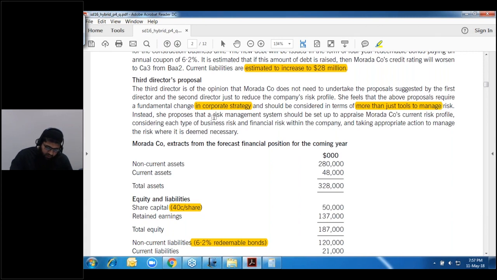Instead, she proposes a risk management system should be set up to appraise current risk profile, considering each type of business risk and the financial risk within the company and taking appropriate actions to manage the risk wherever it is deemed necessary. So now what do we need to do actually? We need to actually talk about that the third director's suggestion is that the risk management process should be implemented.